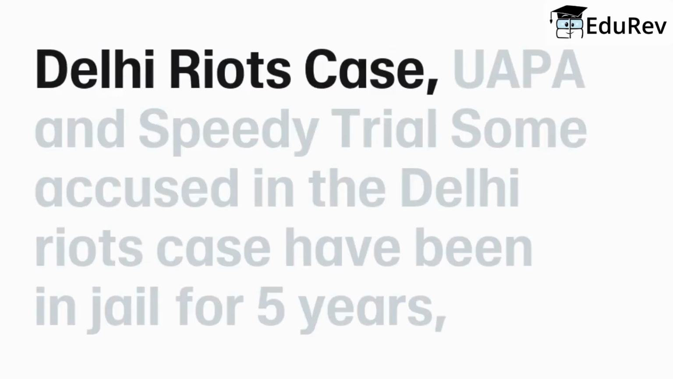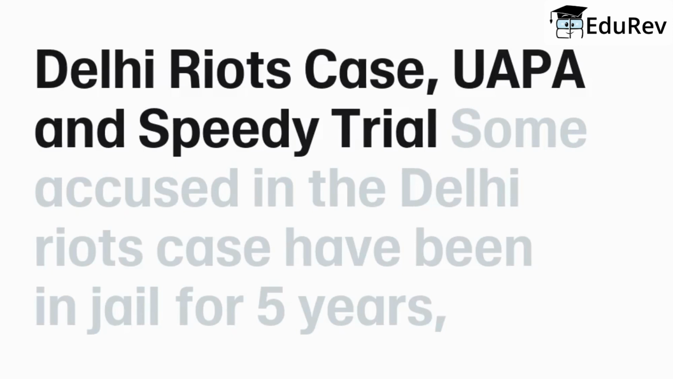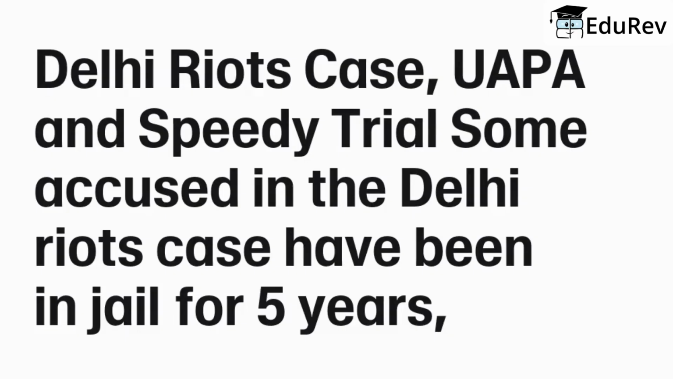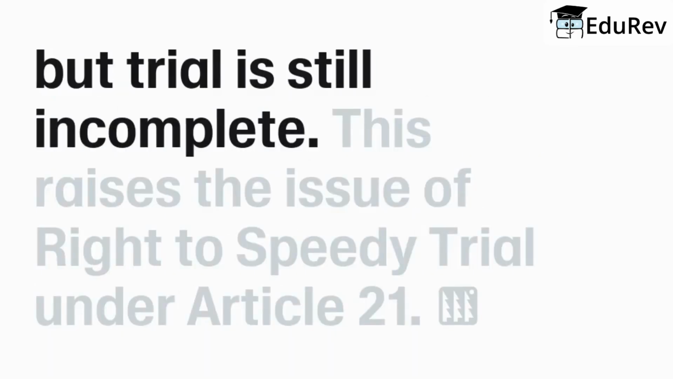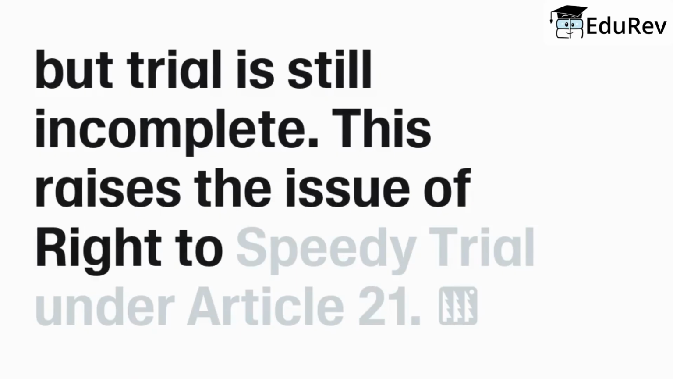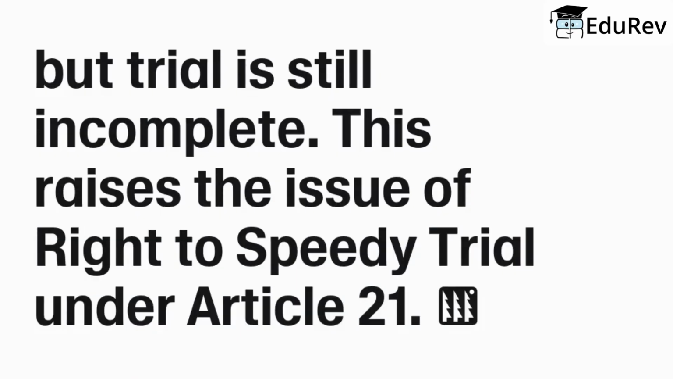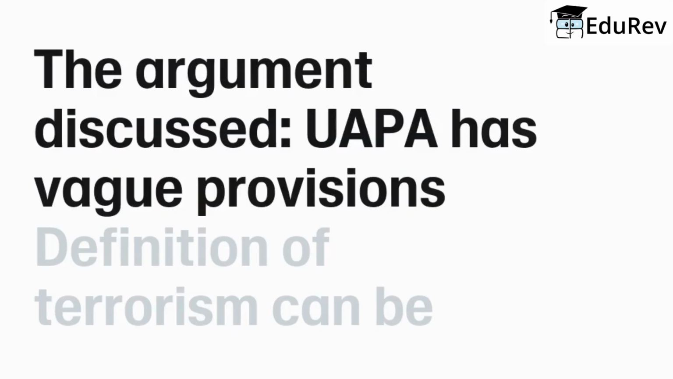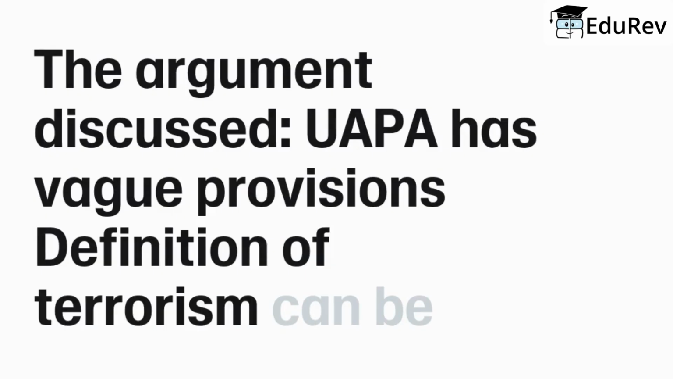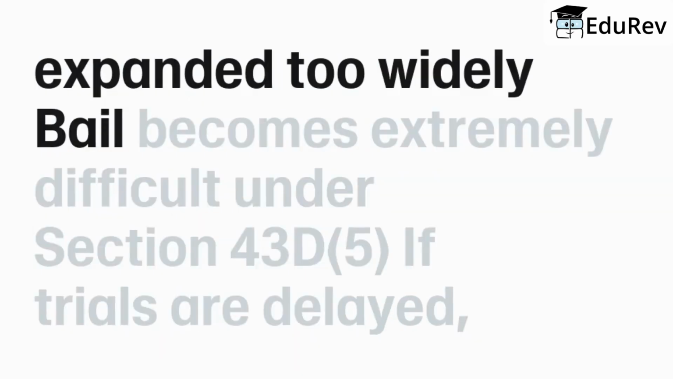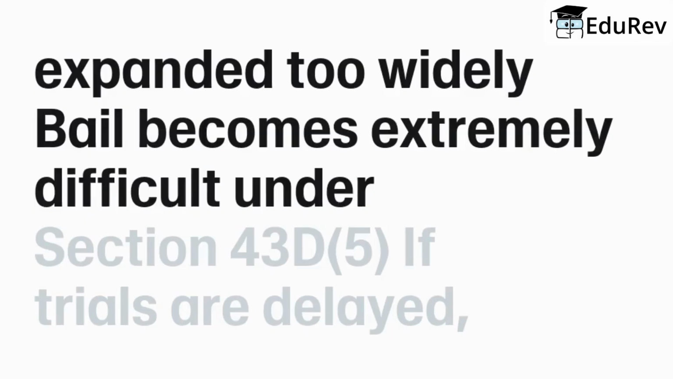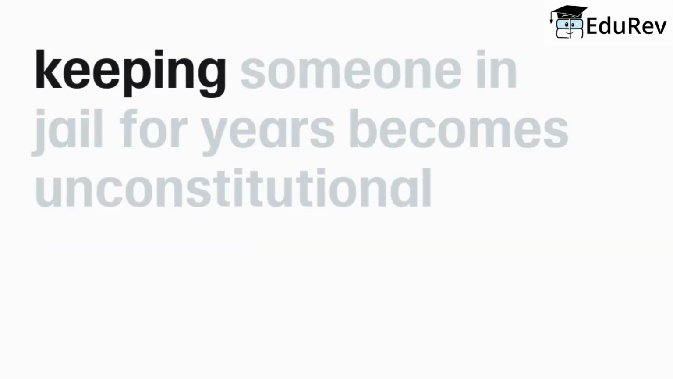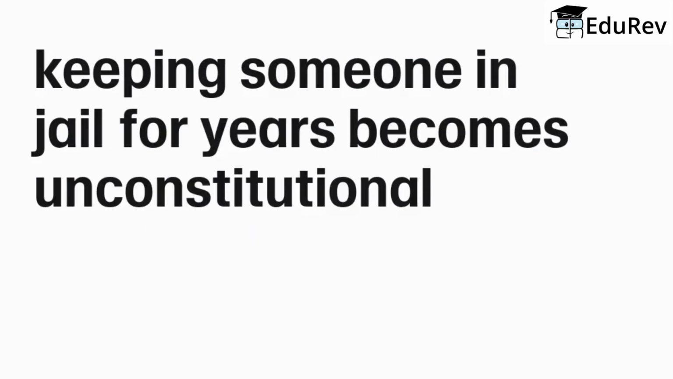Delhi riots case, UAPA and speedy trial. Some accused in the Delhi riots case have been in jail for 5 years, but trial is still incomplete. This raises the issue of right to speedy trial under Article 21. The argument discussed: UAPA has vague provisions. Definition of terrorism can be expanded too widely. Bail becomes extremely difficult under Section 43D(5). If trials are delayed, keeping someone in jail for years becomes unconstitutional.